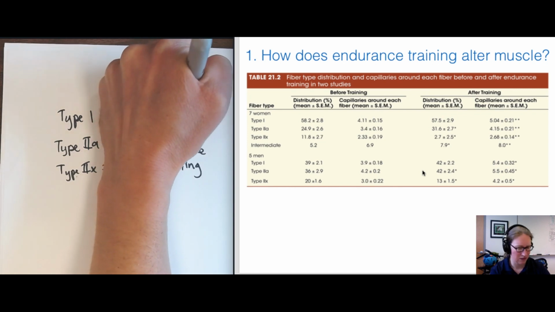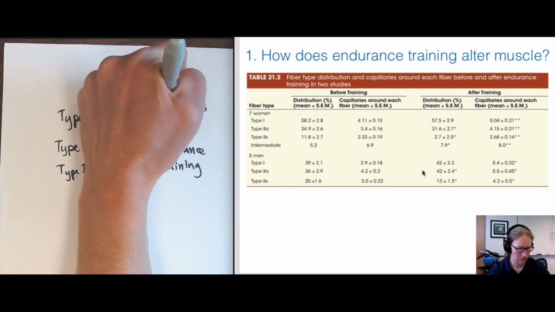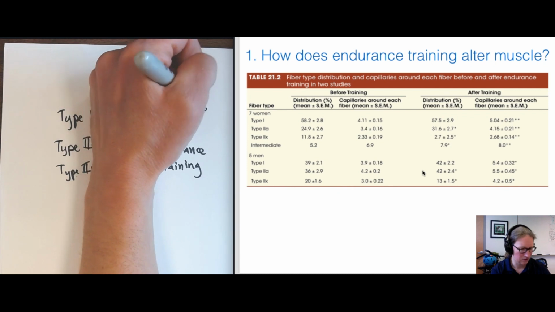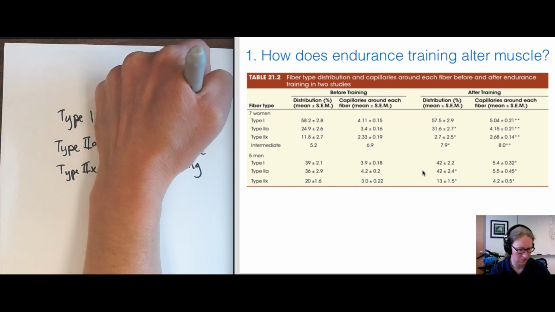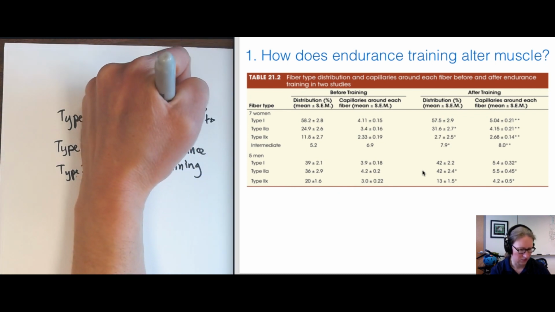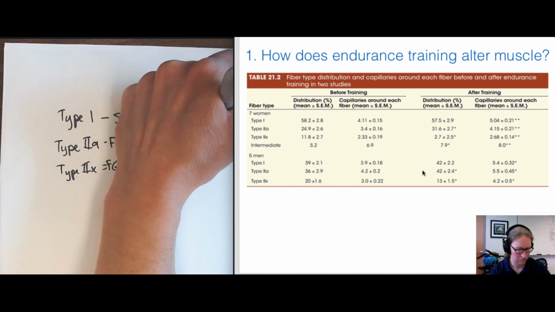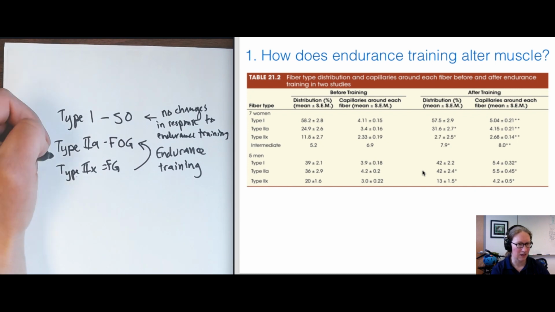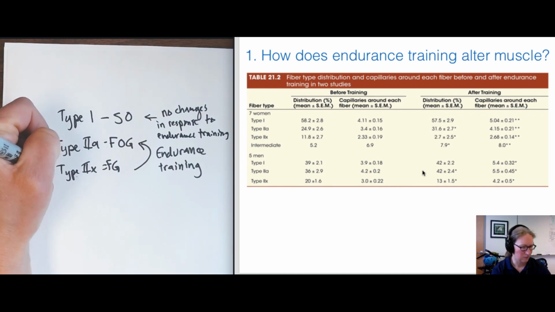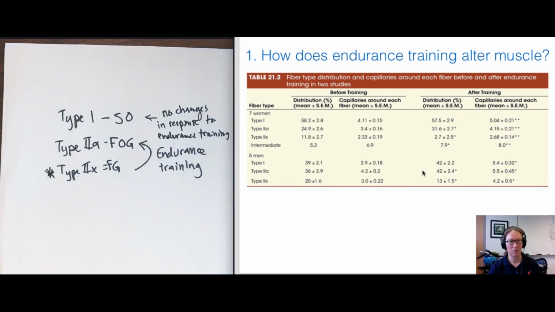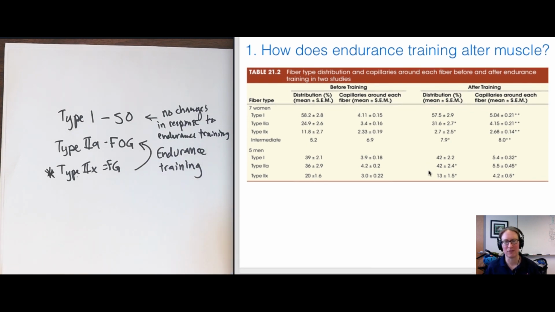So there's not really a major change in slow oxidative fibers in response to endurance training. Okay, so what this is highlighting is that type 2X fibers appear to be more plastic than type 1 fibers do. Okay, I'm going to reserve comments on type 2A for the time being.